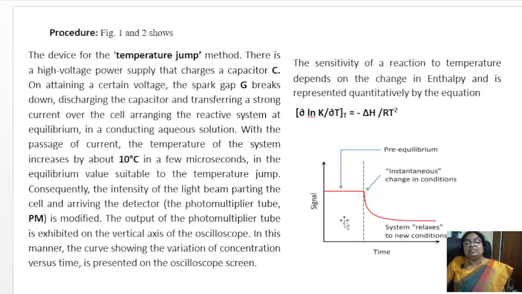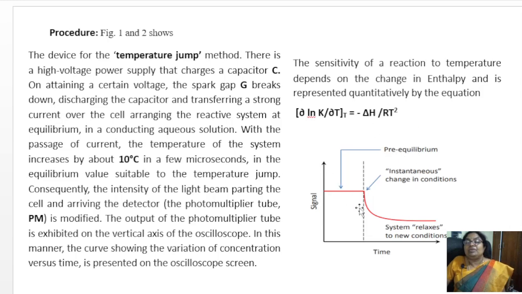Consequently, the intensity of the light beam passing through the cell and arriving at the detector is modified. The output of the photomultiplier tube is displayed on the vertical axis of the oscilloscope. In this manner, the curve showing the variation of concentration versus time is shown on the oscilloscope screen. The sensitivity of the reaction to temperature depends on the change in enthalpy and is represented quantitatively by the equation.